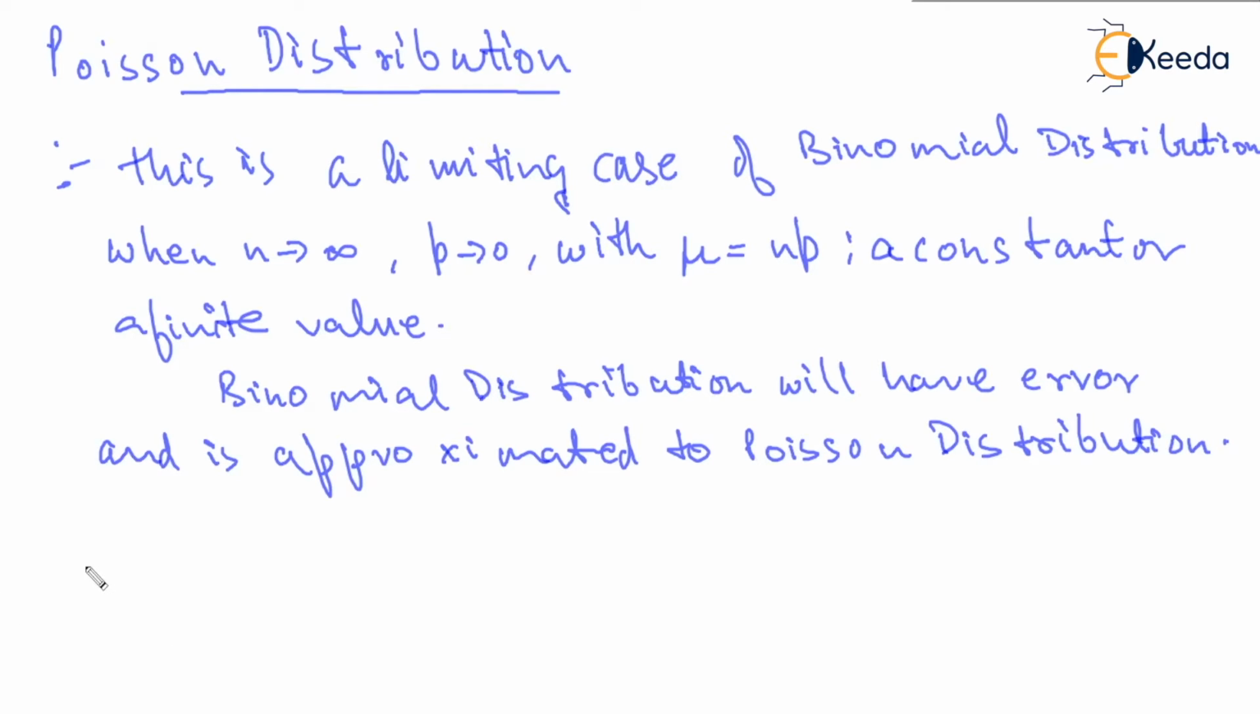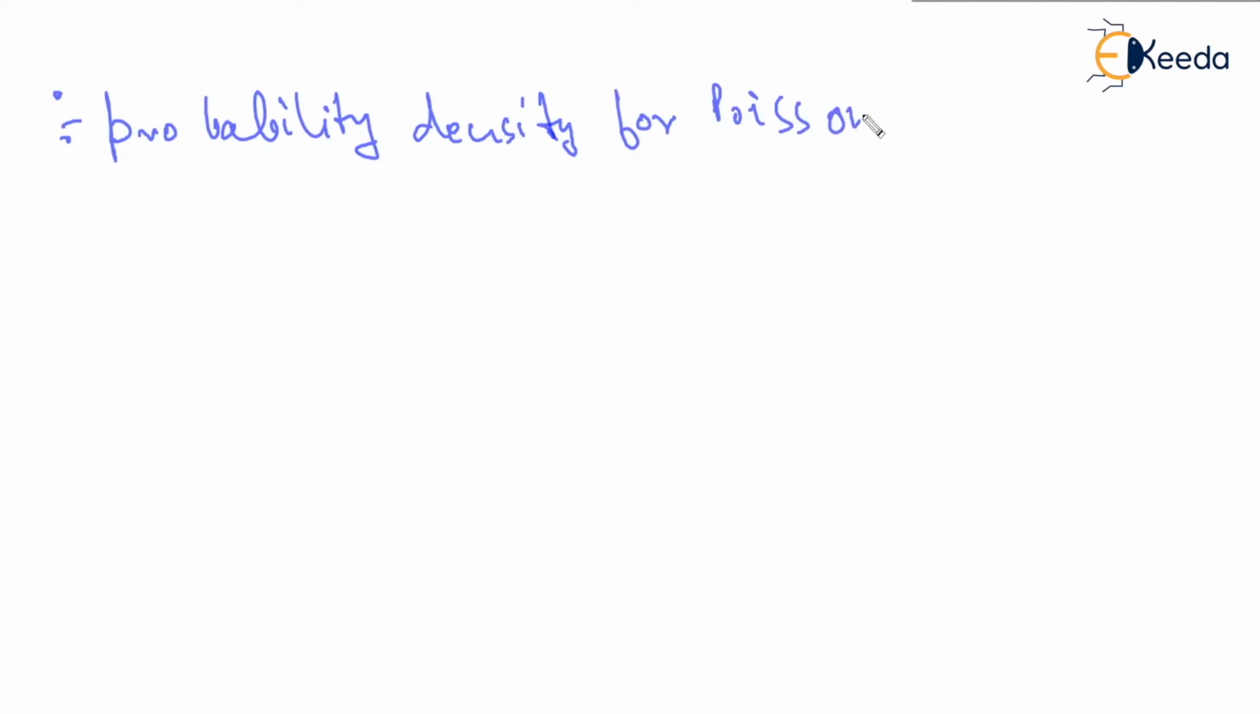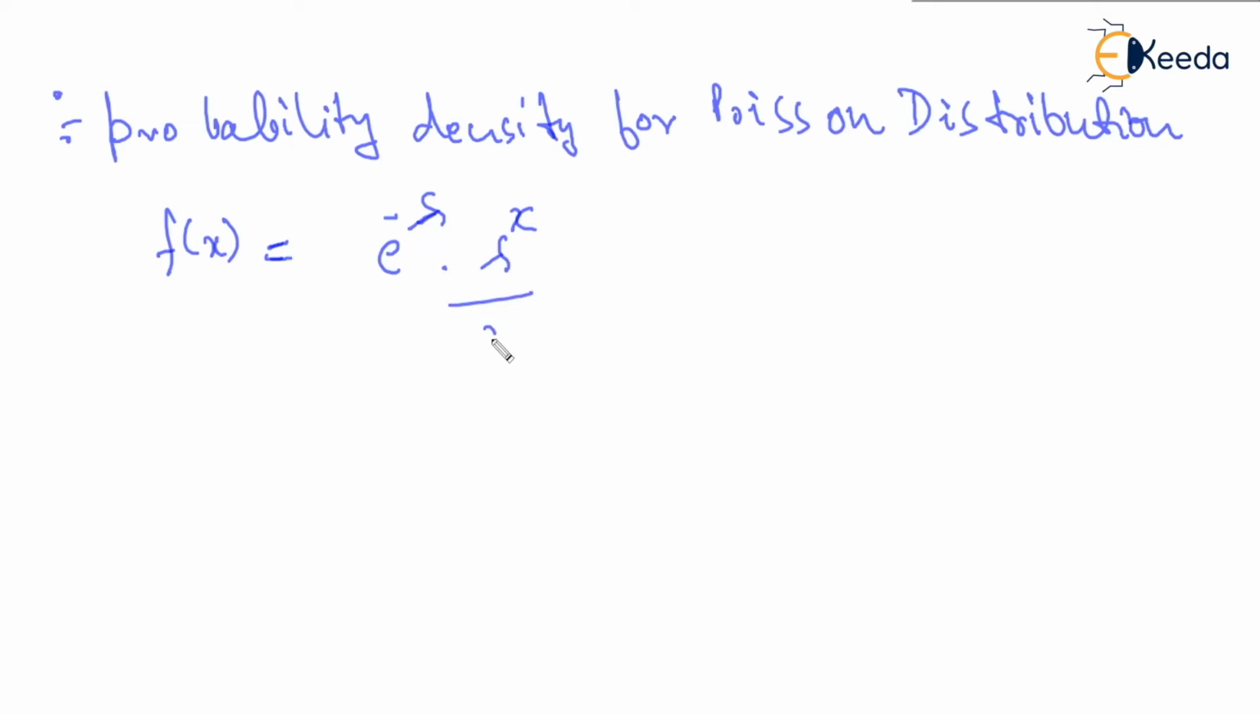The density function for Poisson distribution is given as, so in this case, the probability density for Poisson distribution is given by f of x is equal to e to the power of minus lambda, lambda to the power of x by x factorial, and this x can take non-negative integral values, so it can be 0, 1, 2, 3 and like that.